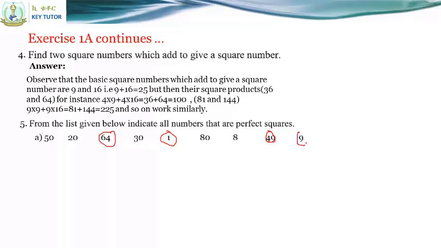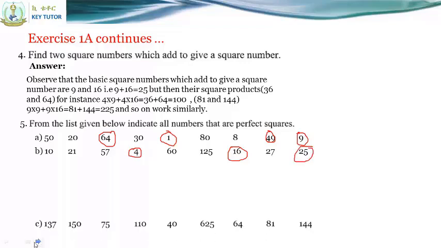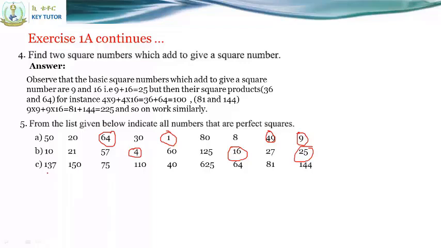And 9 is a perfect square. Here 10 is not a perfect square, 21 is not, 57 is not, 4, yes, is a perfect square. 60 is not, 125 is not, 16 is a perfect square, 27 is not, 25 is a perfect square. From 137 is not, 150 is not, 75 is not, 110 is not, 40 is not, 625, yes, it is a perfect square.